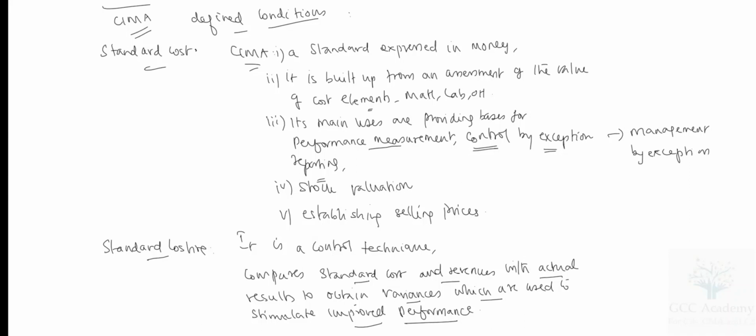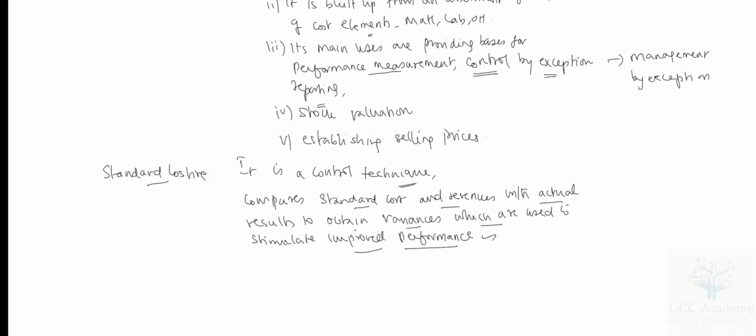So what is standard costing? It's a technique basically, it's a control technique. And it compares standard cost and revenues, that's what I said, sales variances, with actual results to obtain variances which are used to stimulate improved performance. So if I have a better control over my budget or plan, in this case we are talking about a standard. Standard and budget are different because standard is working on operational criteria, whereas budget is a broader plan. So that is the basic difference.